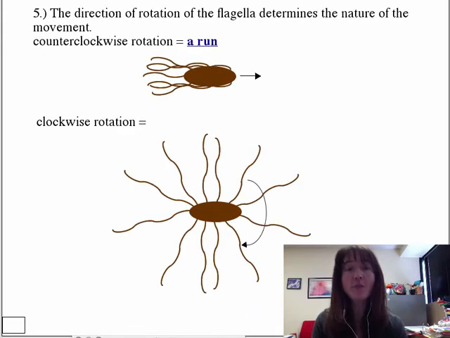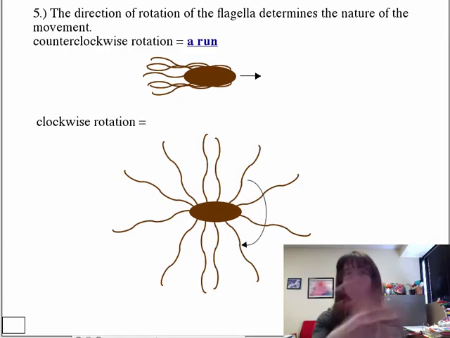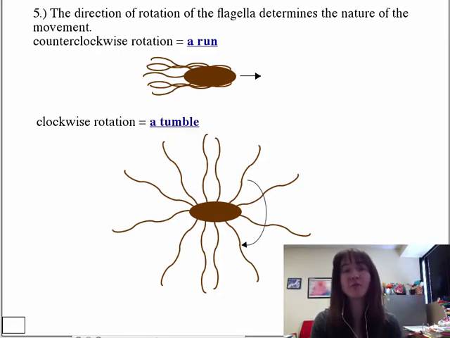When they move in the opposite way, that is, when they move in a clockwise direction, they sort of stop and reorient. We call that a tumble. So that's our stop, reorientation, that is a tumble. So this is moving directions or changing directions.